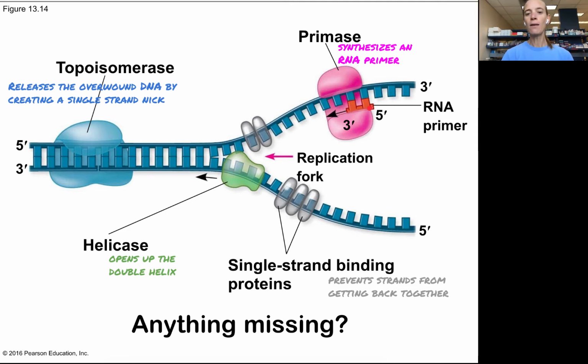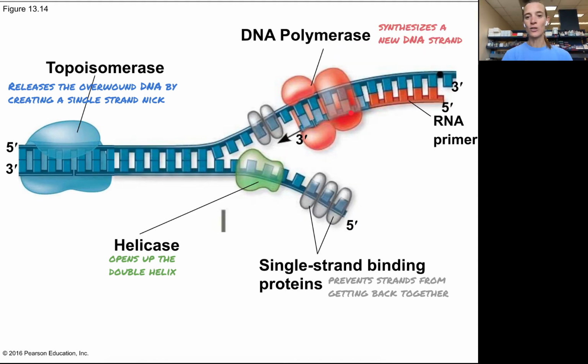So the primase synthesizes an RNA primer. What was missing in our picture was the DNA polymerase, which is the major enzyme that synthesizes the new DNA strand in a direction 5' to 3'. And that it does using the RNA primer as a primer.